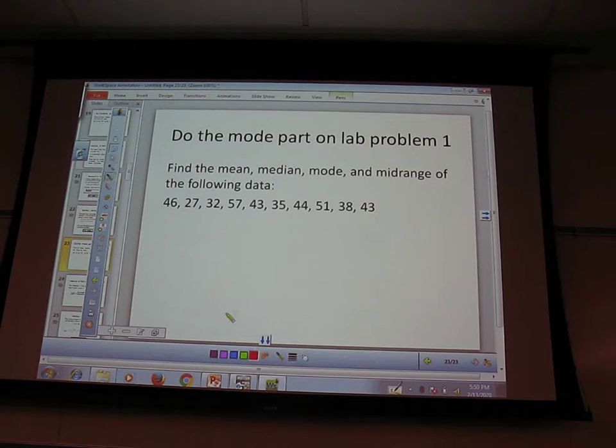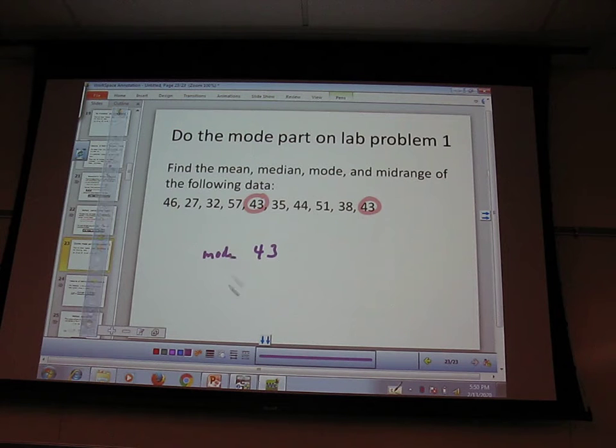All right, which one occurs the most, guys? Mode. Yeah, 43. 43 occurs the most, so the mode is 43. No worries. You got it now? Yeah. Okay.